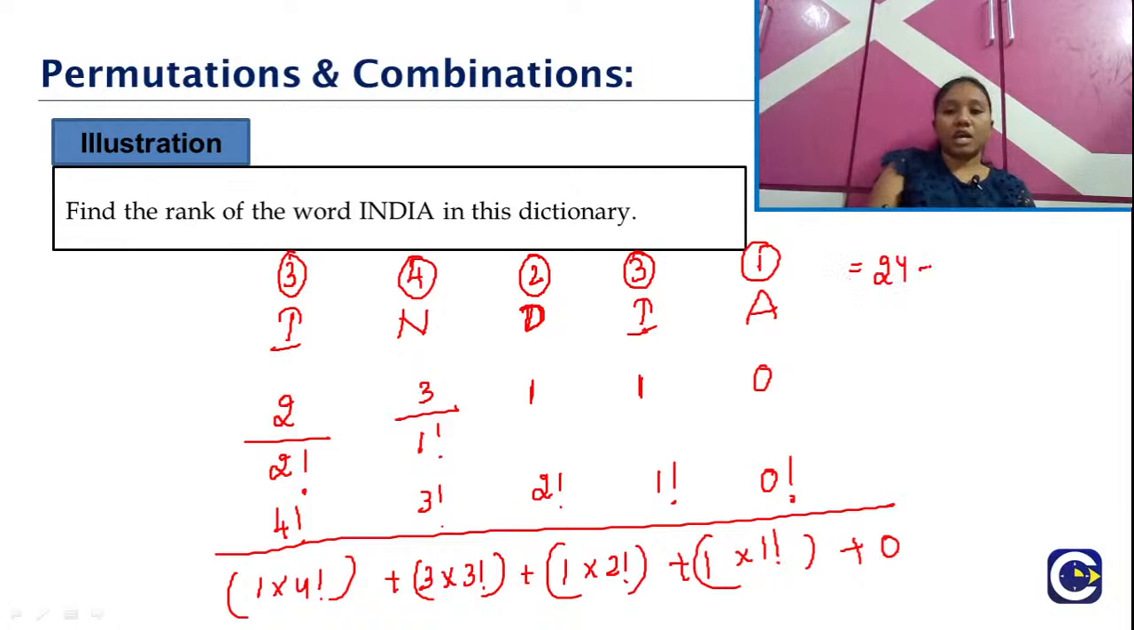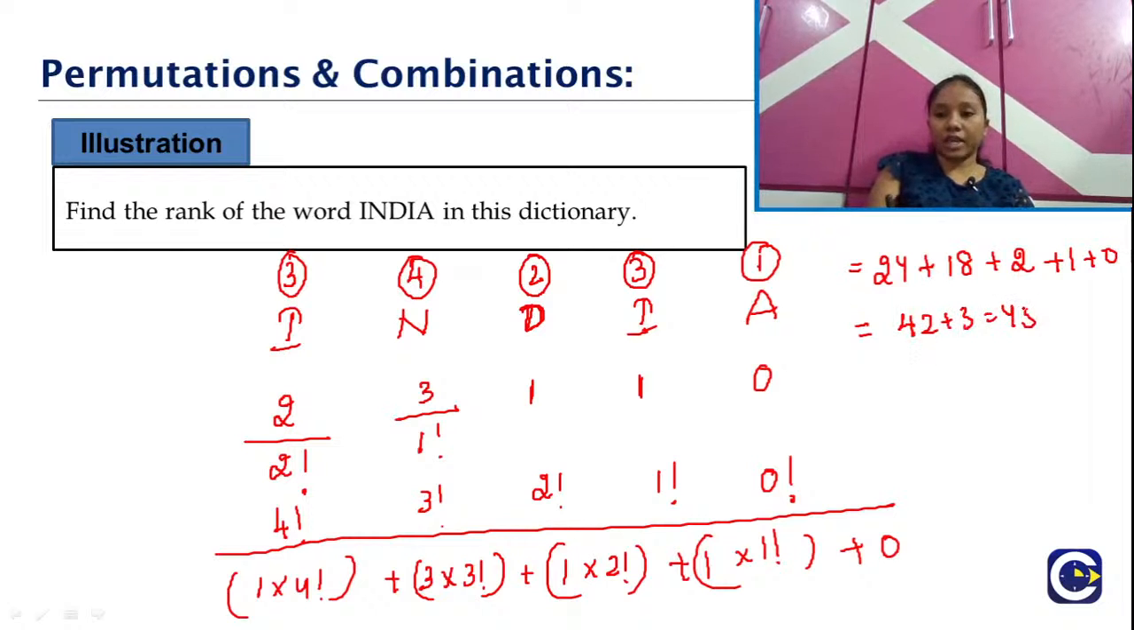So 24, and then 3 factorial will be 6. So 6 into 3, 18, and then 2 factorial, it will be 2 into 1, so it will be 2. So 1 into 1 will be 1, and then 0. So now 24 plus 18 will be 42. So 42 plus 3 will be 45.